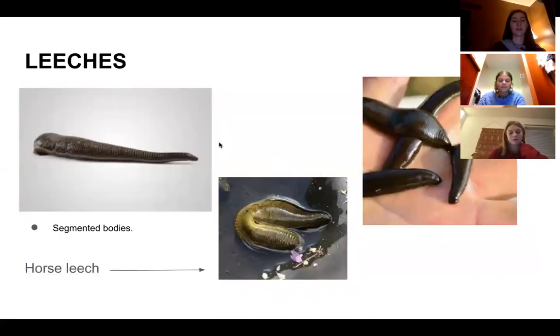The third important subgroup are leeches. Leeches have segmented bodies, and more than half of the leech species are predators. One example of these predators is the horse leech, and that is the middle picture. What they feed on are smaller annelid worms, snails, and aquatic insect larvae.